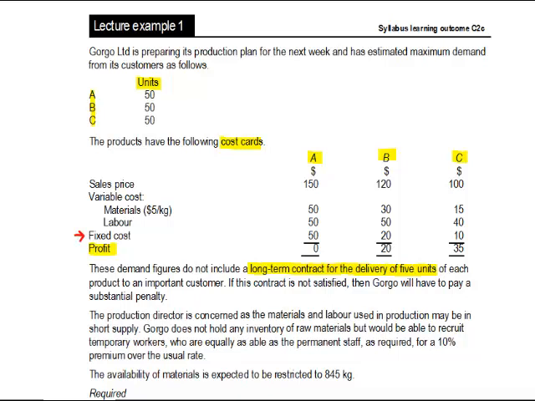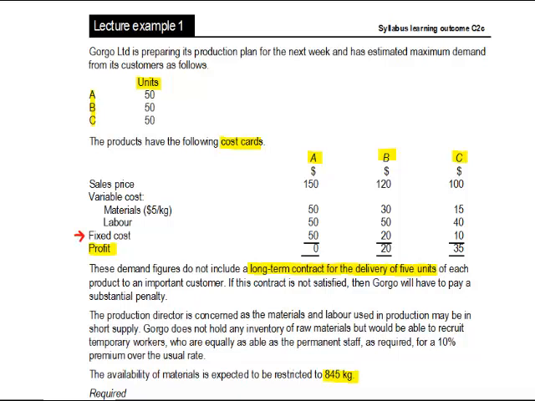The production director is concerned as the materials and labour used in production may well be in short supply. Gorgo doesn't hold any inventory of raw materials, but would be able to recruit temporary workers who are equally as able as the permanent staff as required for a 10% premium over the usual rate. And the availability of materials is restricted to 845 kilograms.